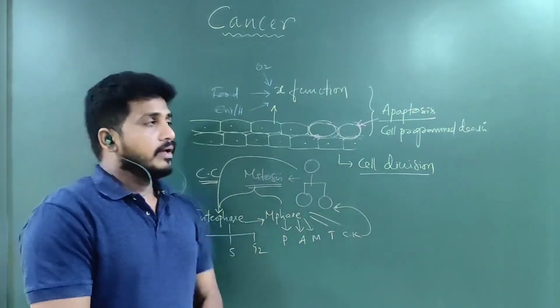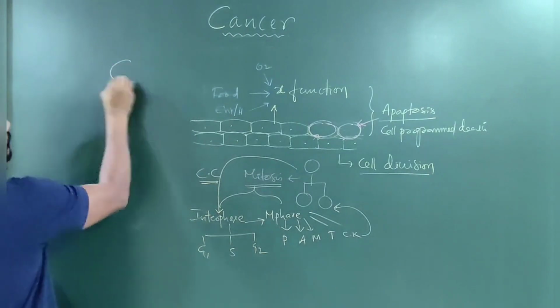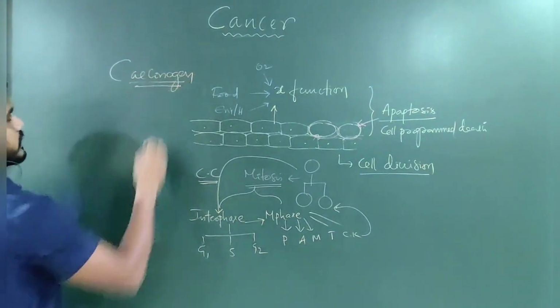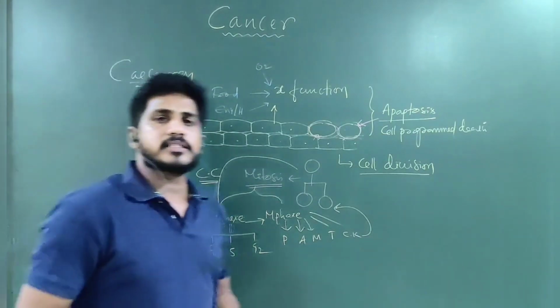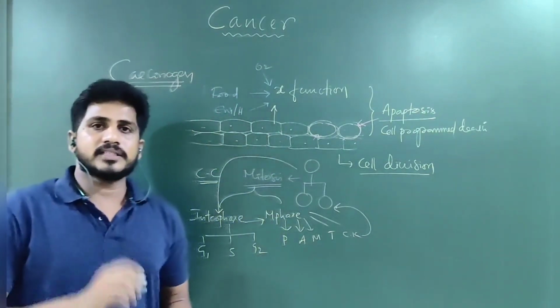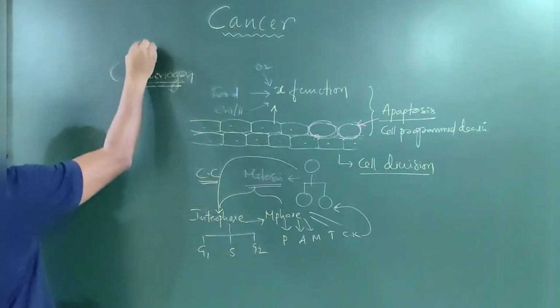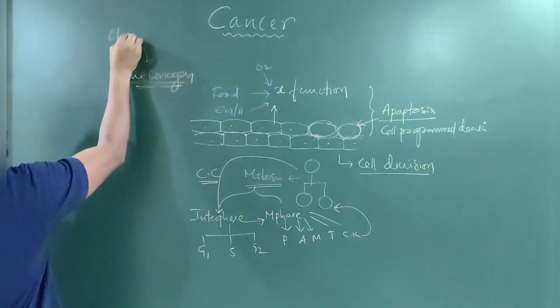Normal. If a carcinogen comes, what is a carcinogen? In the introduction part, I told you a carcinogen is an agent, but the agent may be a chemical.